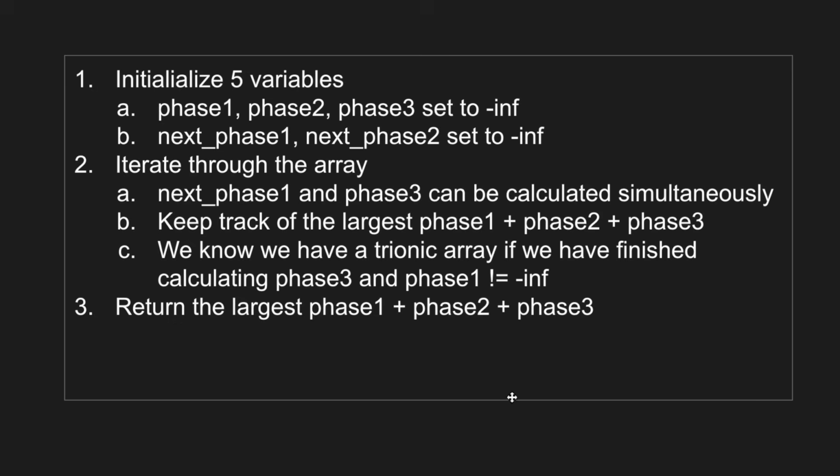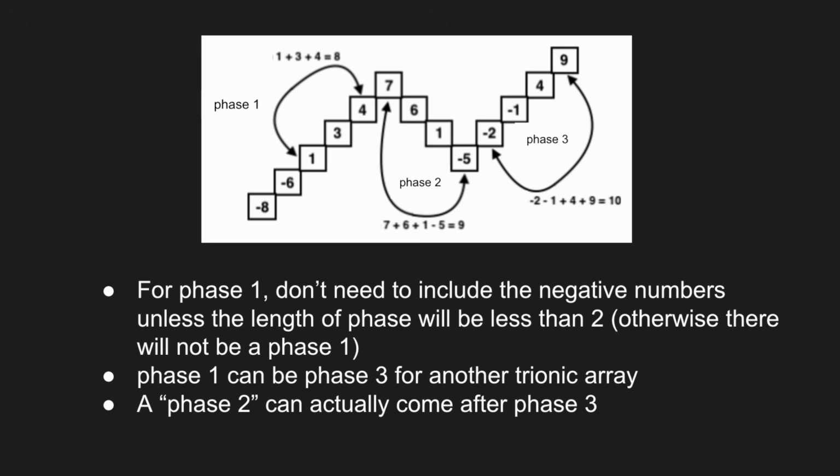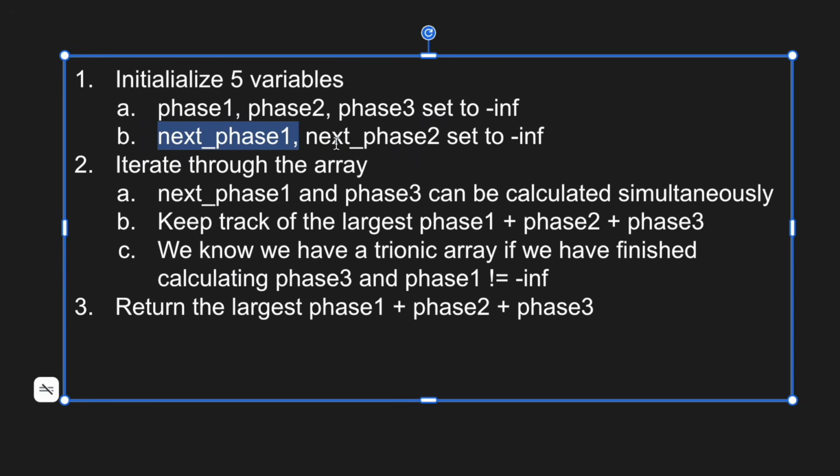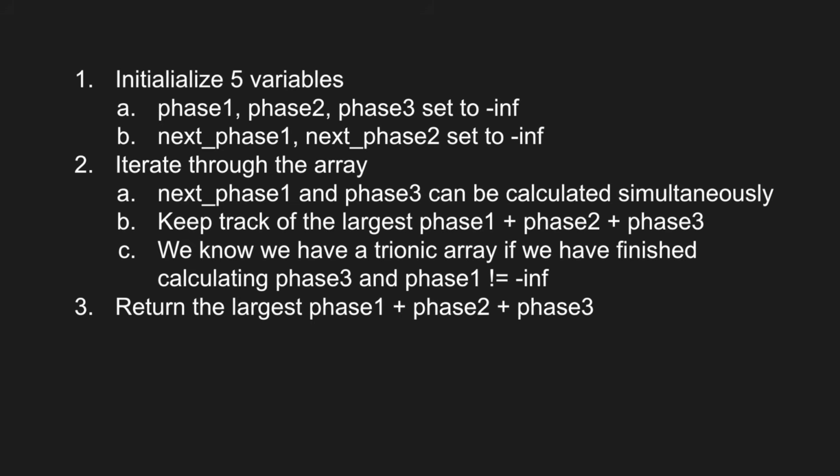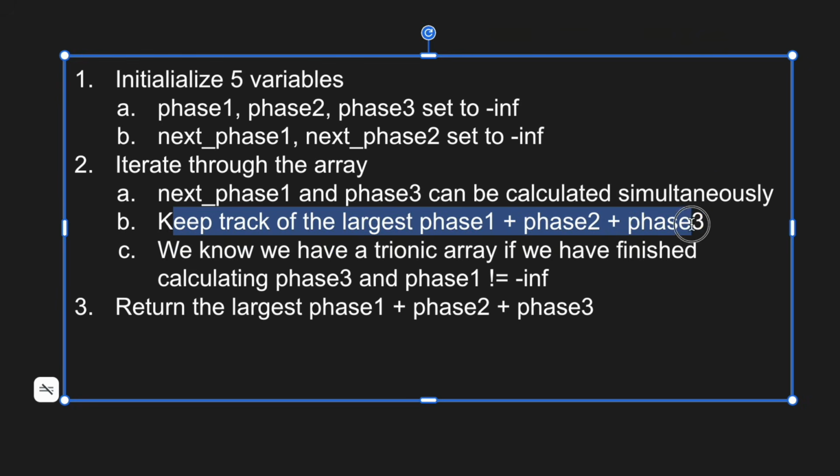So what we can do is initialize 5 variables: set phase 1, phase 2, and phase 3 to -infinity, and because of the ambiguity that we have mentioned here, we will also need to set a next phase 1 variable and a next phase 2 variable to -infinity, and we will iterate through the array. And we should acknowledge that next phase 1 and phase 3 can be calculated simultaneously because phase 1 can also be phase 3, and we want to keep track of the largest phase 1 plus phase 2 plus phase 3. In other words, the largest Trionic subarray.